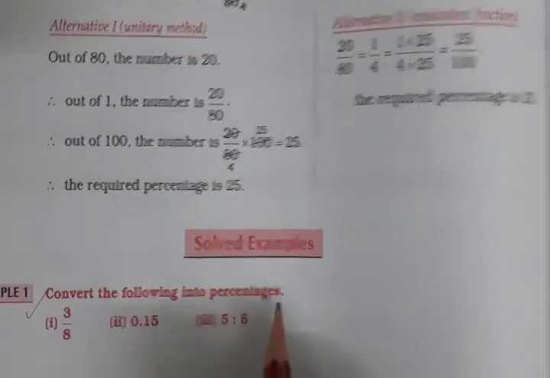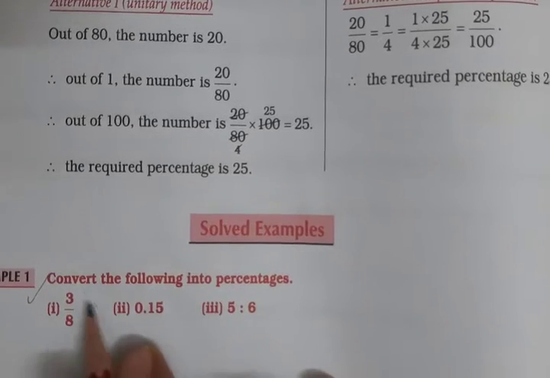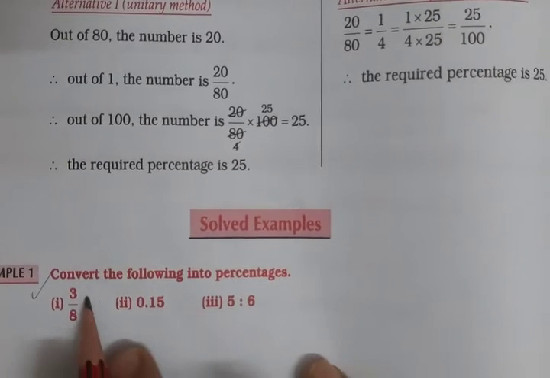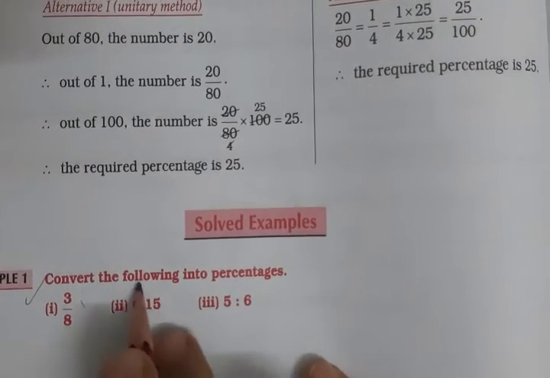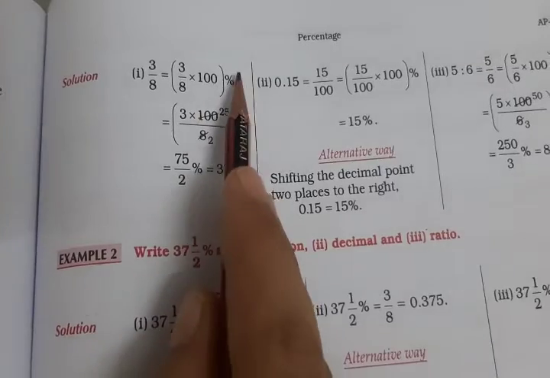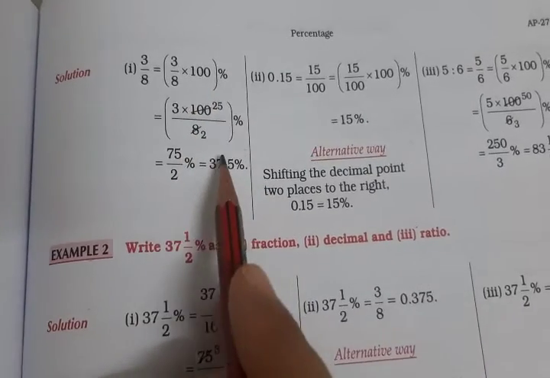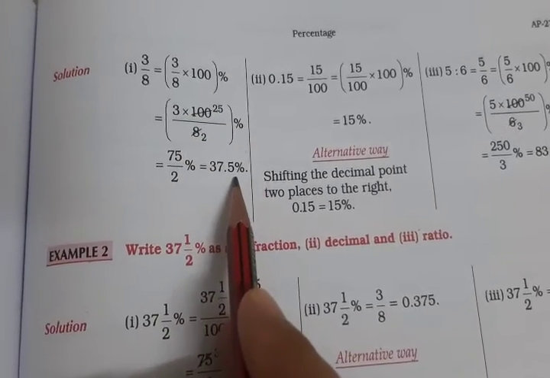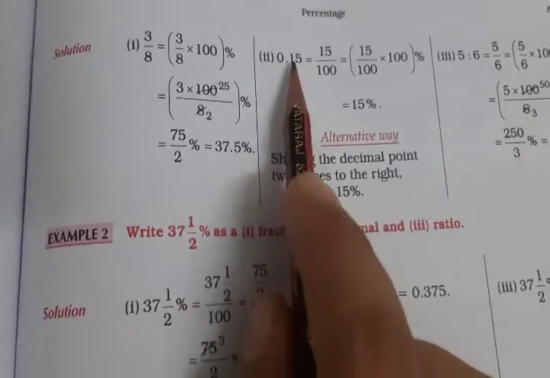Convert the following into percentage. Now first is a fraction. How to convert a fraction into percentage? That is, multiply by 100 along with the percentage sign. See, 3/8 into 100 percentage, cut it, and what we will get, 37.500 percentage. Understand? Now next one is a decimal.